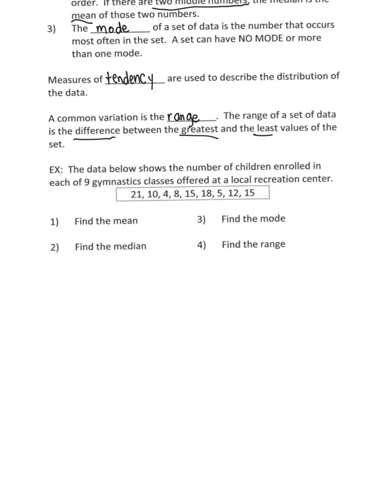If we want to find the mean of our data set, which shows the number of children enrolled in gymnastics classes, we need to add up all of those numbers together. So I would just type all those into my calculator, add up all of those numbers, and I would find that it equaled 108. And then I'm going to divide by how many data points I have. So that would be 1, 2, 3, 4, 5, 6, 7, 8, 9 data points. So 108 divided by 9 is 12. So that would be the mean of this data set.